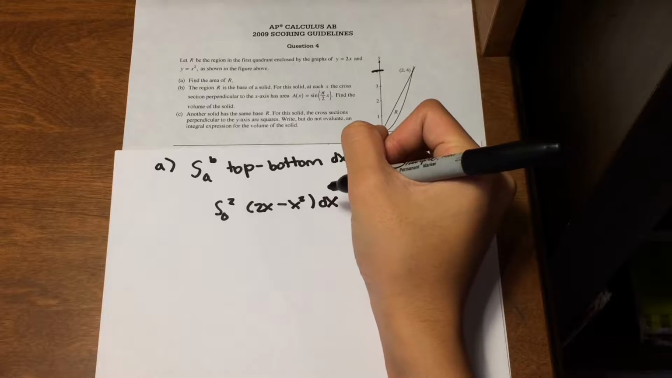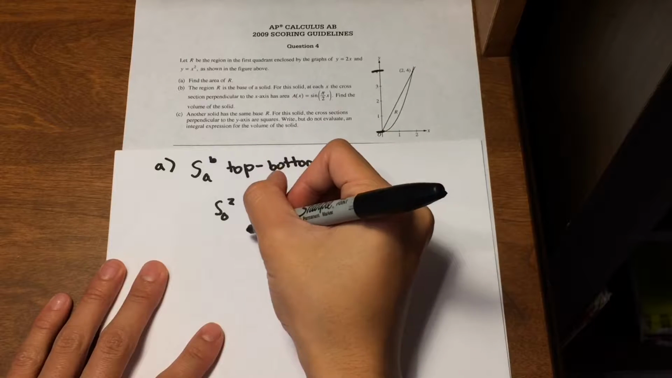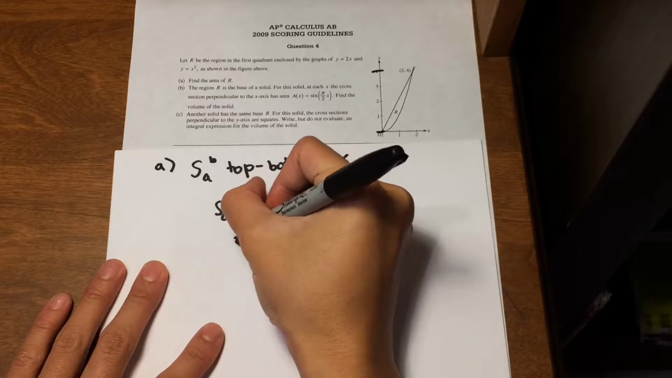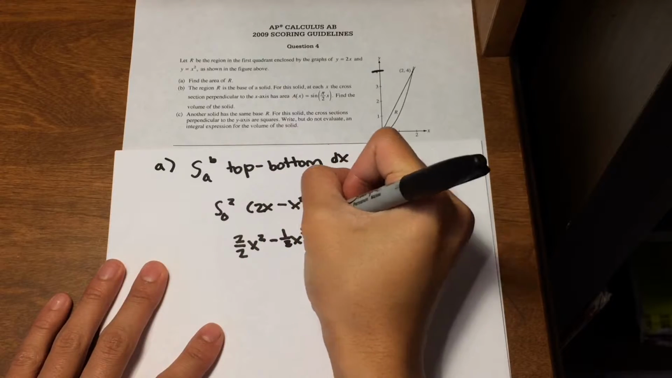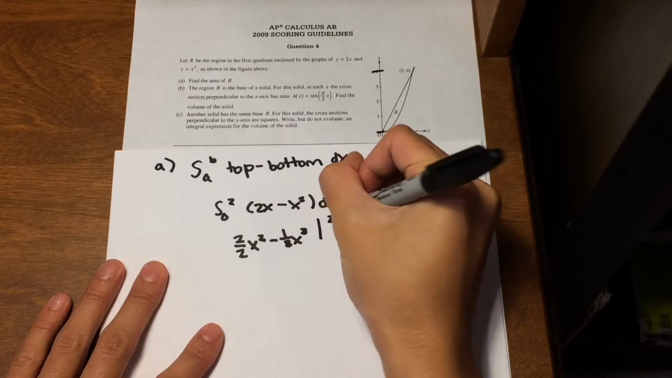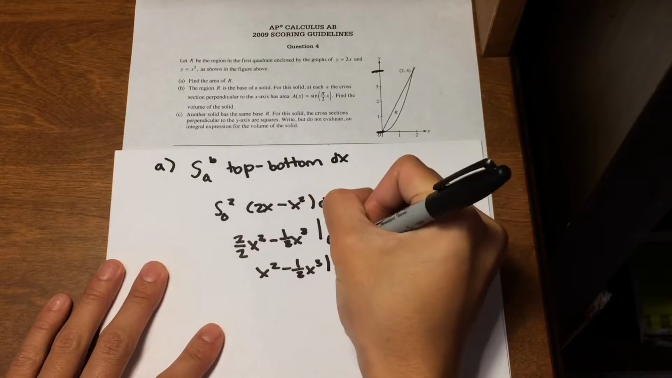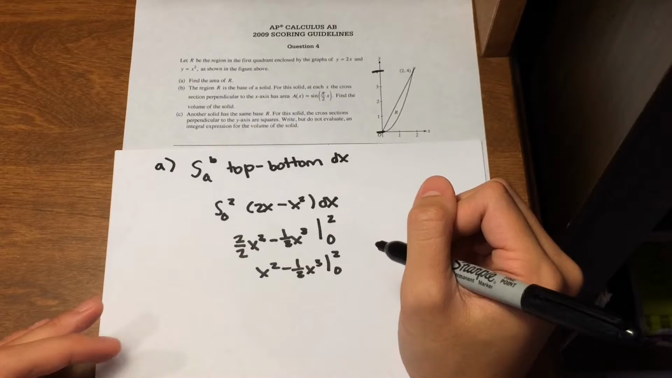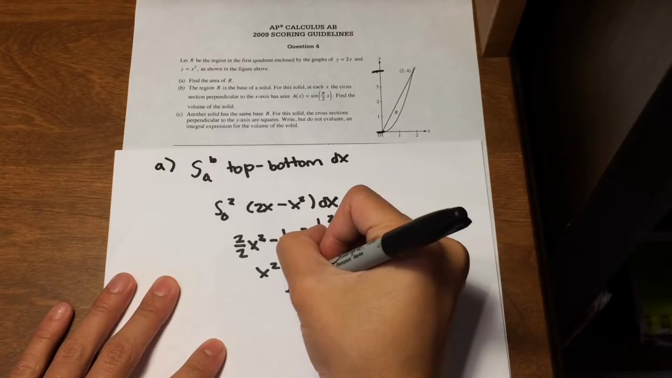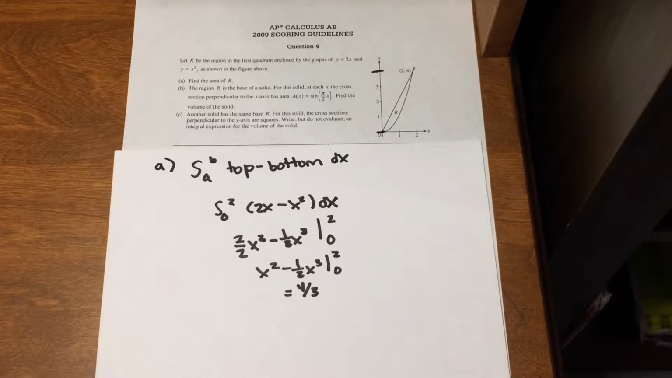And then the next thing you're going to want to do is find the antiderivative. You can do this by adding 1 to the degree and then dividing by it. So it's going to be 2 over 2 x squared minus 1/3 x cubed from 0 to 2, which simplifies to x squared minus 1/3 x cubed from 0 to 2. And then we can just evaluate it by plugging in 2 and 0. That's going to end up giving you 4/3. And you should note that your answer should always be positive when finding the area between curves.